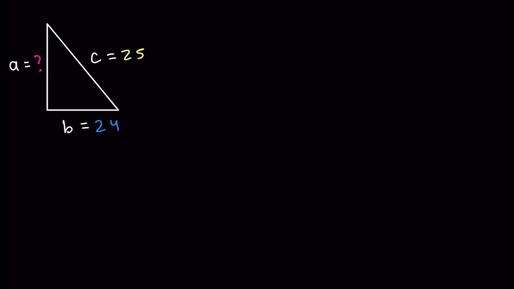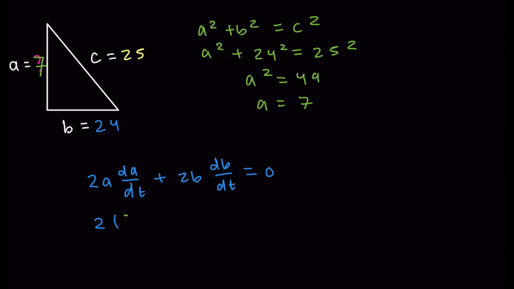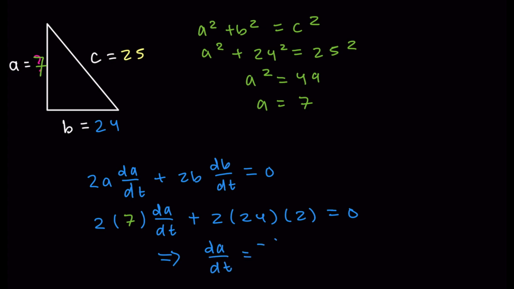Next, we have the case when b is equal to 24. Once again, to solve for a, we need to apply the Pythagorean theorem. Solving this through, we get a is equal to 7. And just like before, we plug this into the implicitly differentiated Pythagorean theorem. So now we have our values. a is equal to 7, we leave dA/dt by itself, b is equal to 24, and dB/dt is equal to 2. Solving for dA/dt, we get negative 96 over 14, which we can simplify down as negative 48 over 7 feet per second.